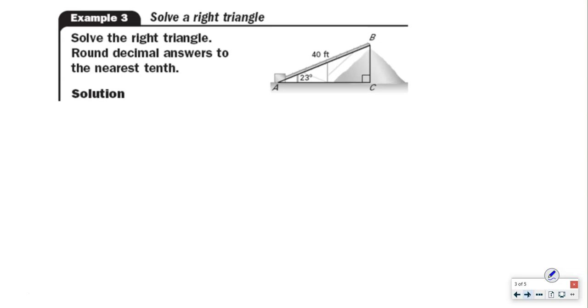So continuing on, solving a right triangle. So we have to solve the right triangle, round decimal answers to the nearest tenth. So remember, solving a right triangle is where we have to find all the sides and all the angles. So anything that's missing, any side that's missing, we need to find it. Any angle that's missing, we need to find it. And just as a little FYI, there is more than one way to solve these following problems. So maybe make a little note of that so you don't think you're losing your mind.